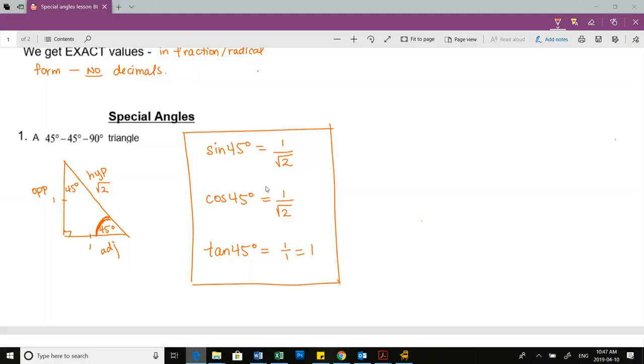Okay? So anytime I am looking at sine 45, cos 45, or tan 45, I should be able to set this triangle up with the side lengths. So the side lengths are 1, 1, and root 2 is the hypotenuse. And I should be able to figure out any three of those that I want, sine 45, cos 45, or tan 45.